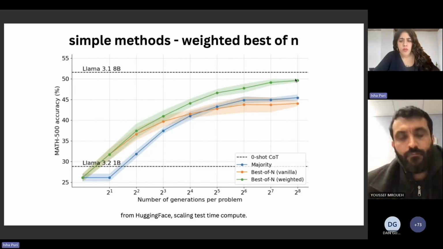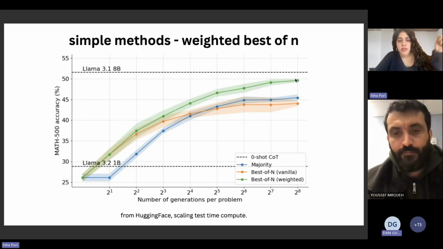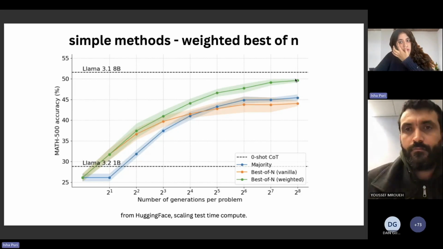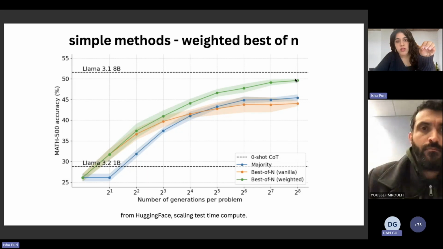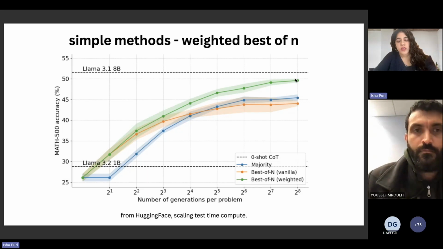I'm not sure of the exact reward model they used. I can check for you. But it's a really strong model, a pretty strong reward model. Yeah. But the base model is still a 1 billion parameter model. Also, the reward model is not a very large model. It's just a model that's been trained specifically on math, so it has pretty strong performance.